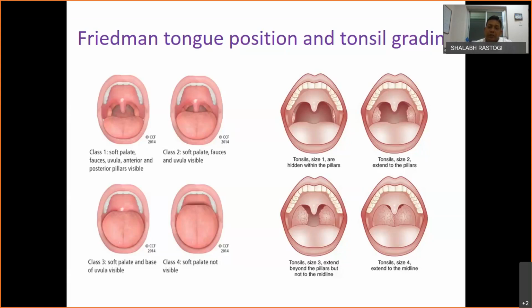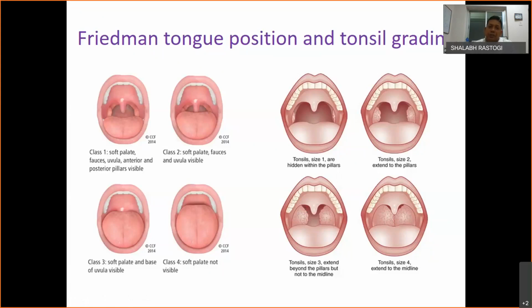And he also gave the tonsillar grading, in which tonsillar grade 1 is when the tonsil is hidden behind the pillars, grade 2 when it can be seen just outside the pillars, grade 3 when a significant portion of the tonsil is coming out of the pillars but not meeting the midline, and grade 4 are called the kissing tonsils.